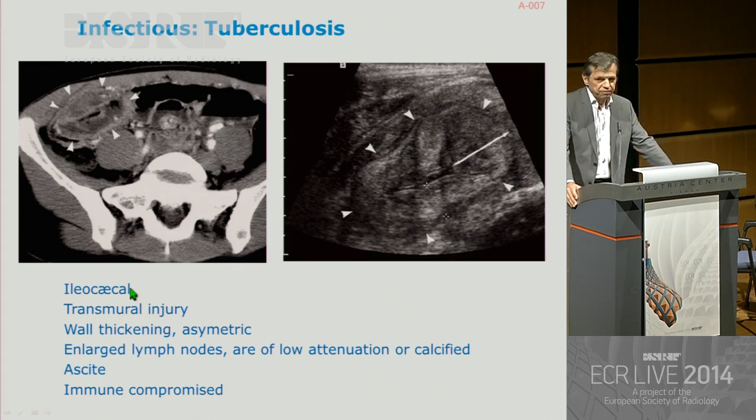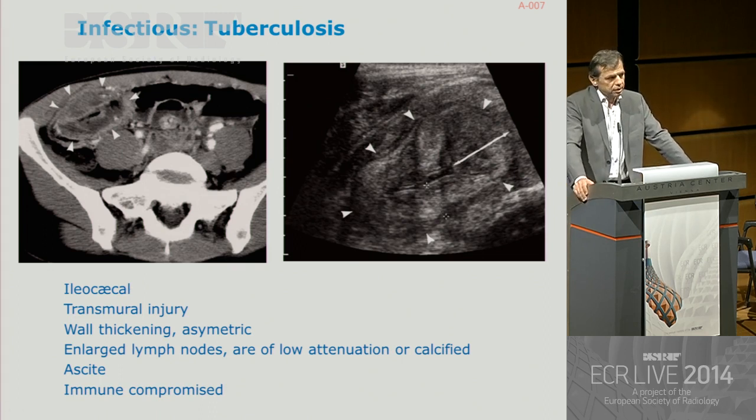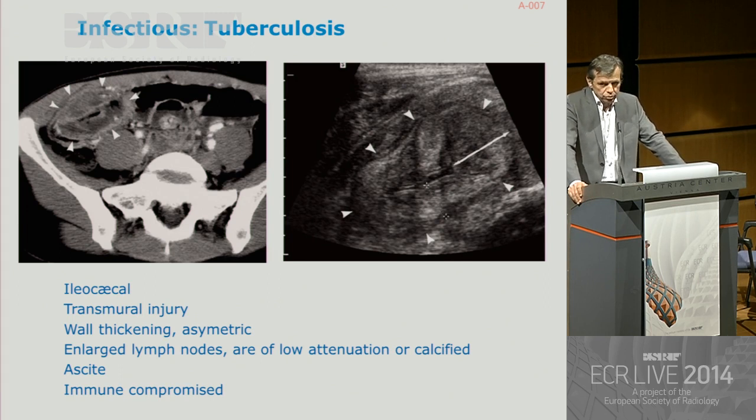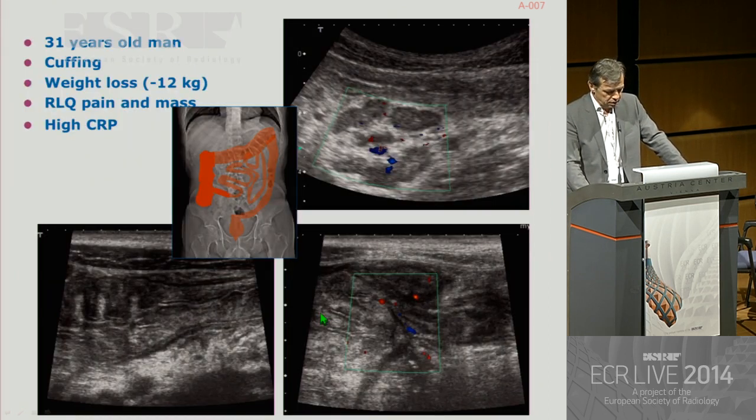Here is another infectious disease which is more rare, but you can encounter it sometimes. It's due to tuberculosis, and it's more generally localized on the ileocecal area with a big mass, a very eccentric, asymmetric wall thickening, associated, like we saw previously, with enlarged lymph nodes that are most of the time hypoattenuating or rarely calcified. And this is, of course, encountered in immunocompromised patients, but also in patients that just spent time in an area where the disease is present.